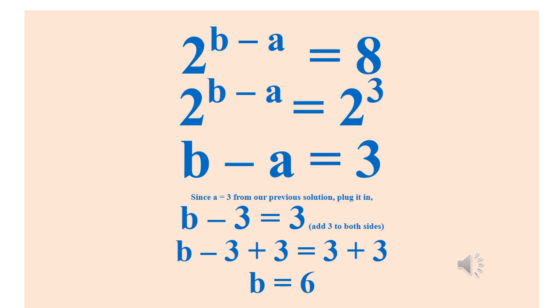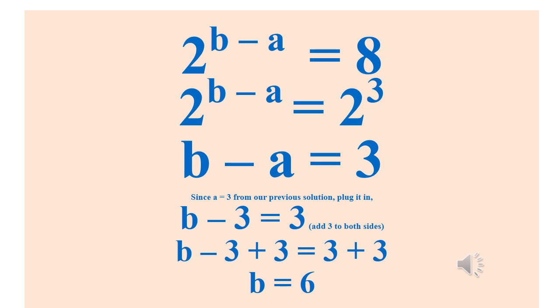So if we equate 2 raised to power b minus a to 8, we have 2 raised to power b minus a equals 8. Then we simplify 8 to be 2 raised to power 3. Then we have 2 raised to power b minus a equals 2 raised to power 3. Then they have the same base. According to the law of indices, we equate the power. So we have b minus a equals 3.